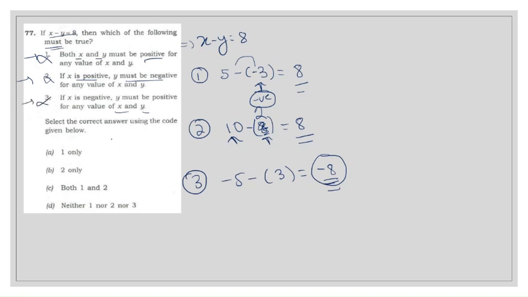So the answer for this question will be, now they are saying which of the following must be true. So none of them is supposed to be true, which means neither one, nor two, nor three. So we just try to prove these statements wrong in order to understand whether they are necessary or not. This is the approach that we have used in this question.